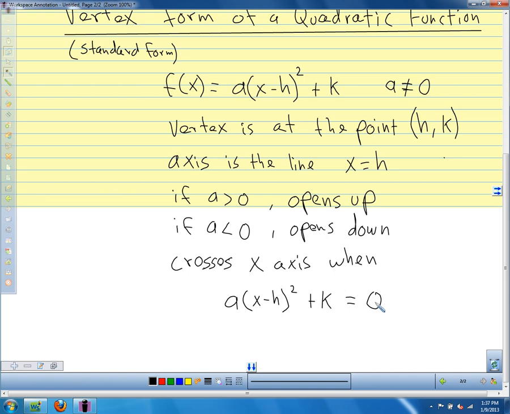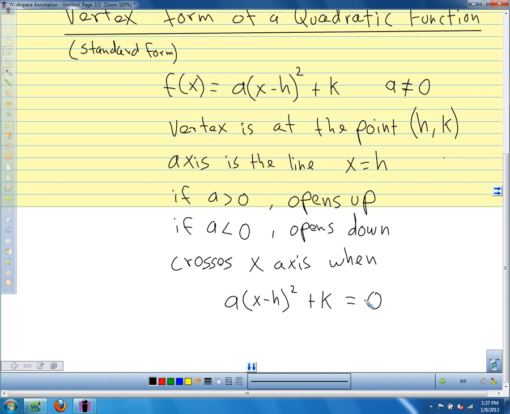Isn't that what we did for our entire homework assignment last night? We put our quadratic equations in vertex form, we completed the square to find out where they were equal to 0. So that's the connection between what we did yesterday and what we're doing today. To find where it crosses the x-axis, you set this equal to 0 and find the x values where the function is 0, and that's going to tell you where it crosses the x-axis.